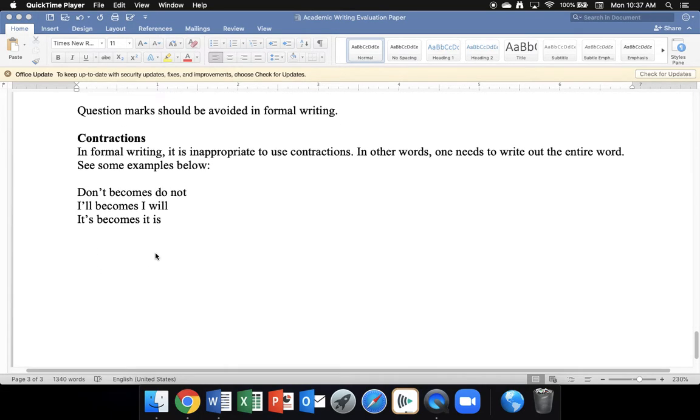Finally, in formal writing, you're supposed to avoid contractions. Now, if you're writing a short story or something with dialogue, contractions are totally fine. But you don't want to have them in formal writing. So don't becomes do not, I'll becomes I will, it's becomes it is.